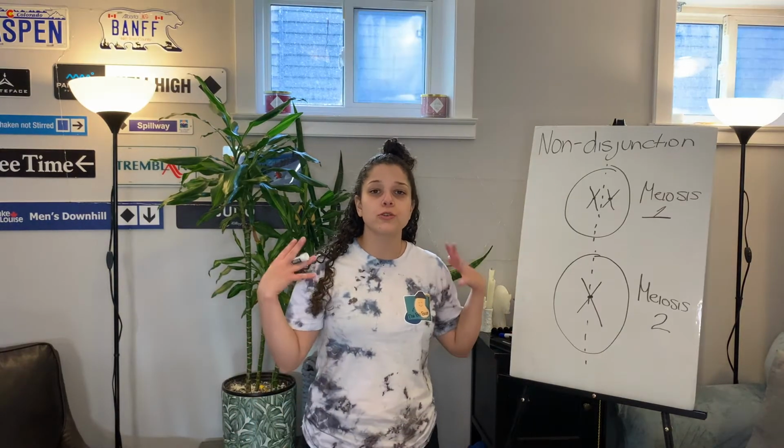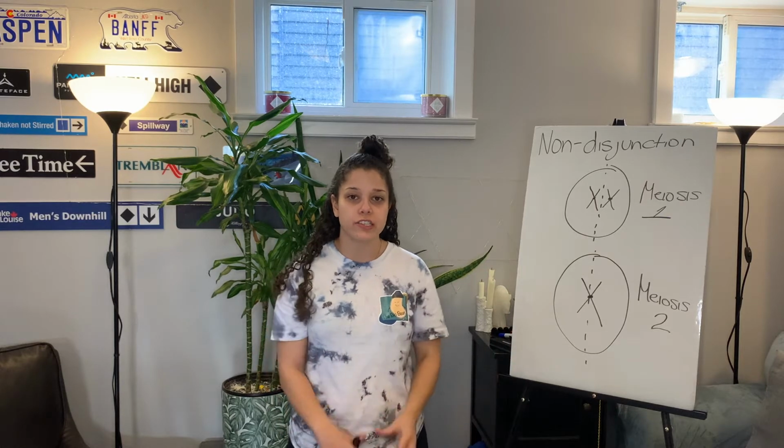Guys, BIOBEAN here. So in our last video, we talked about meiosis. So in this video, we're going to talk about what happens when meiosis goes wrong. So let's get started. When meiosis goes wrong, we call this non-disjunction.